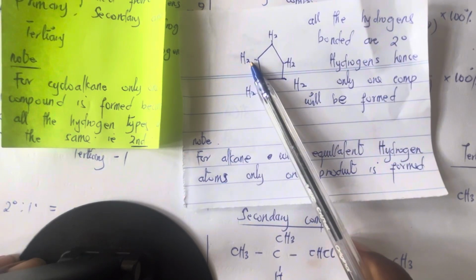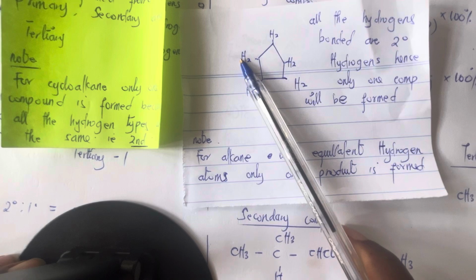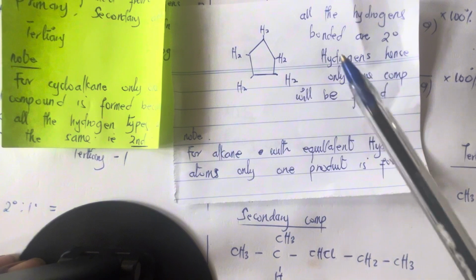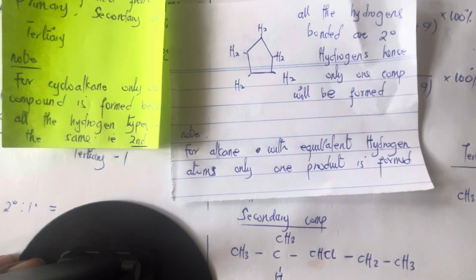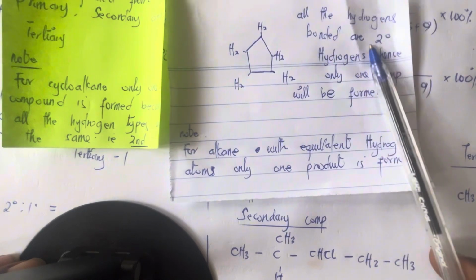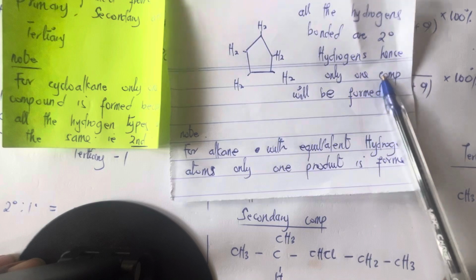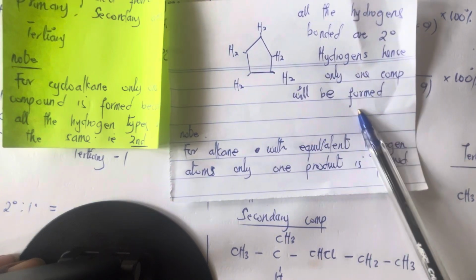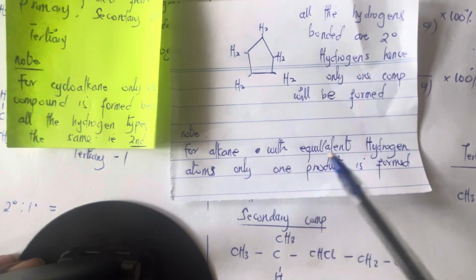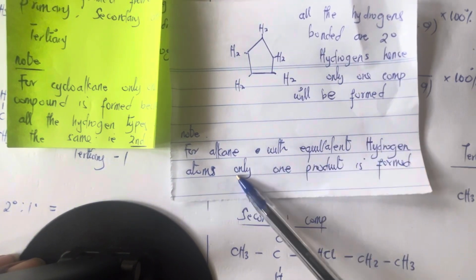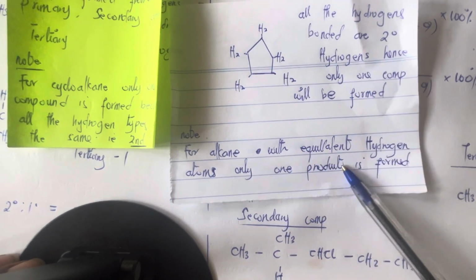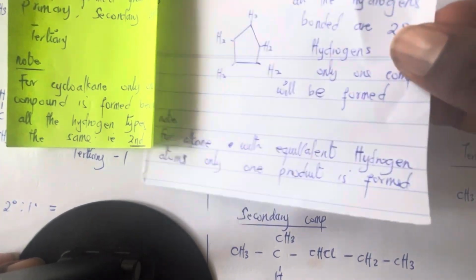If it attacks this hydrogen, this hydrogen here is what? A secondary hydrogen. If it attacks this hydrogen, it's a secondary hydrogen. So it's going to yield what? Only one product. For that matter, all the hydrogens bonded to the carbons are secondary hydrogens. Hence, only one compound will be formed. Note, for alkanes with equivalent hydrogen atoms, only one product is yielded, as I explained earlier. So I hope you understand what I was trying to mean.